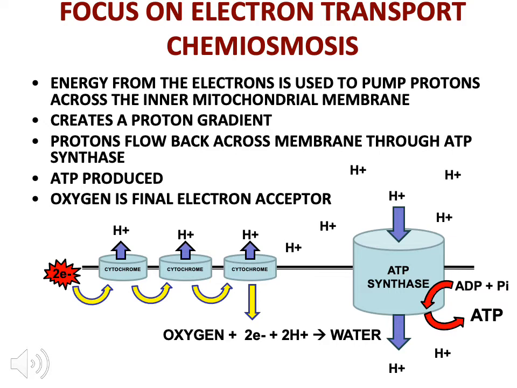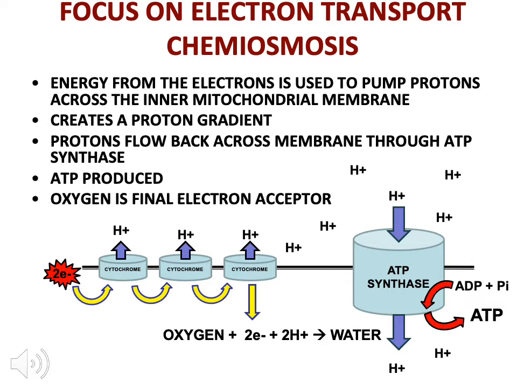The protons are desperate to flow from a high concentration to a low concentration, which means my protons flow back across the membrane through ATP synthase. As they flow through ATP synthase, ATP is produced. And if you go back and look at the third cytochrome, you realize, of course, that when the last couple of electrons jump off, they are going to be picked up by oxygen, which is the final electron acceptor, and we make water as a consequence.